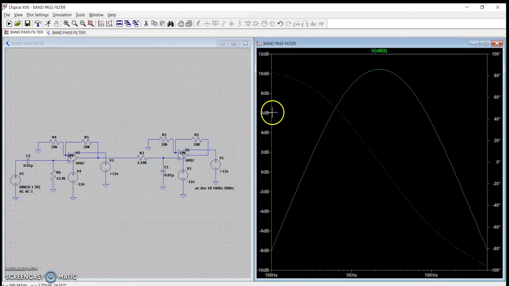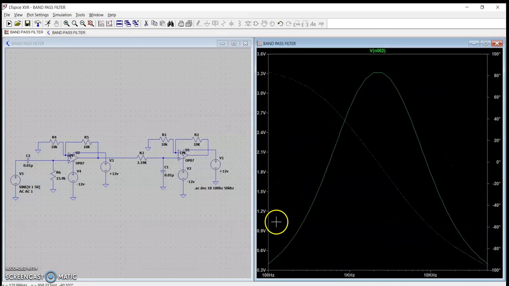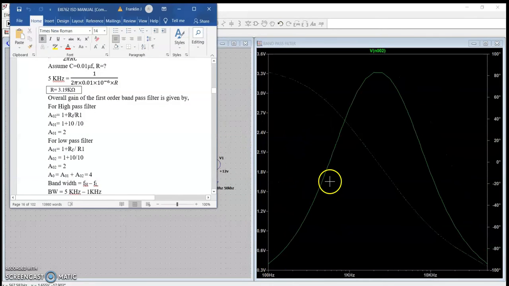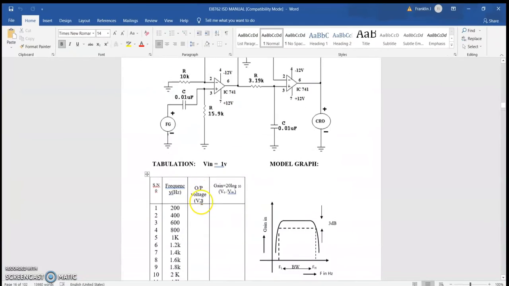Now, if you want to know, you can note down the readings for the frequency and the gain you are getting. If we want the output voltage, just move your cursor to this y-axis scale, right click on it, then select linear and click OK. It will change to voltage. So in this tabular column, you have to note down your readings.